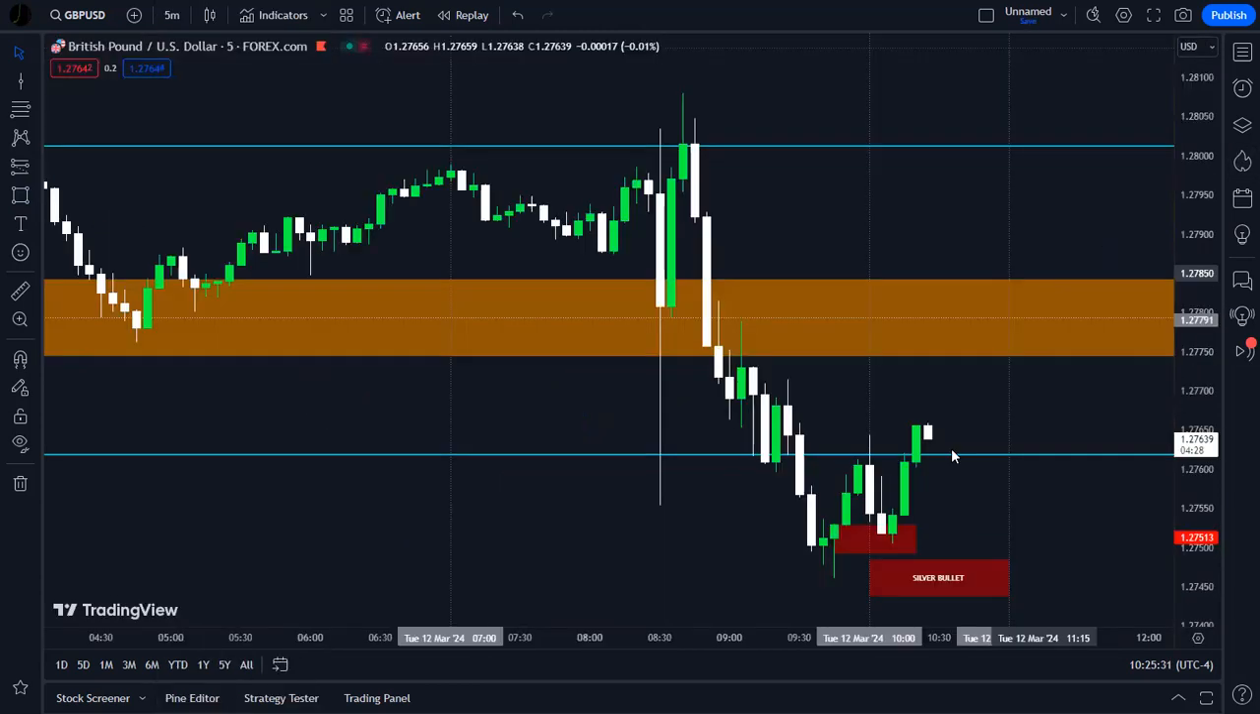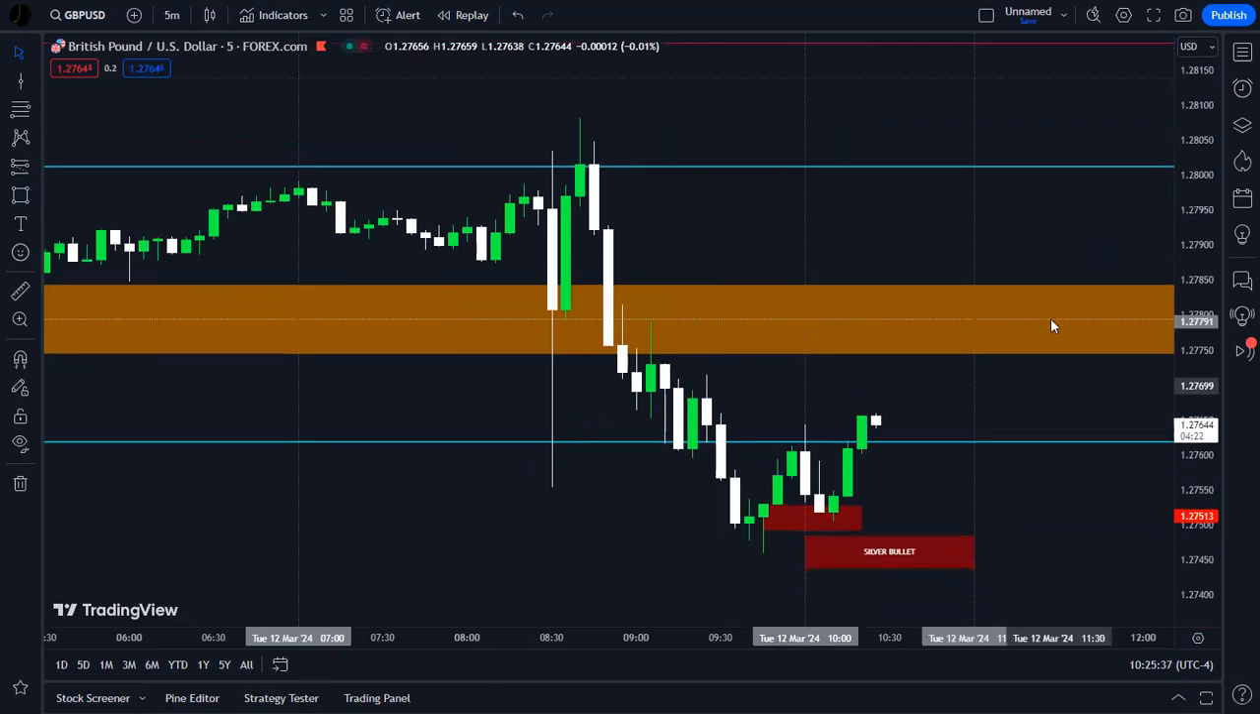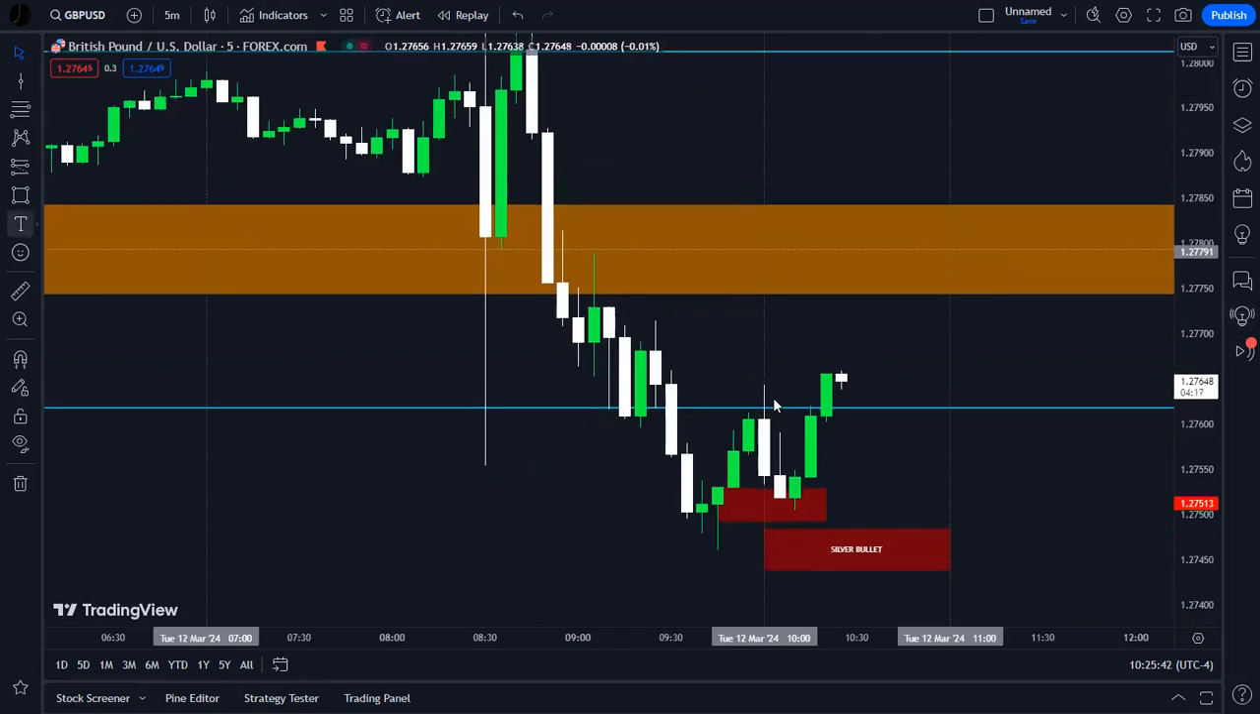for the discount level after displacement. We have already closed above right here. So we are going to push higher. And this is market structure shift with the type 2 reversal. So watch in this fair value gap. This was a first entry in the lowest time frame, the 1 minute. So you might get something like an institution order for entry into this, then push higher.